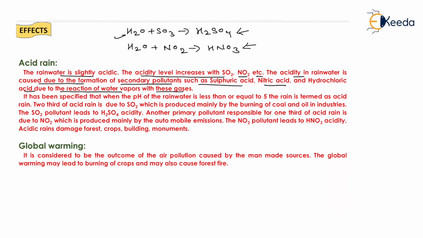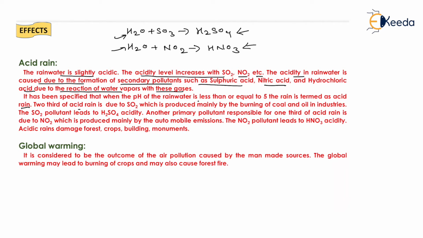We had seen the reaction of water vapor with this gas: SO2 will be converted into SO3, and when SO3 reacts with the water vapor it will form H2SO4. When NO2 directly reacts with the water vapor it will form HNO3. Now it has been specified that when the pH of the rainwater is less than or equal to 5, the rain is termed as acid rain. When the pH is less than 5, we term it as acid rain.